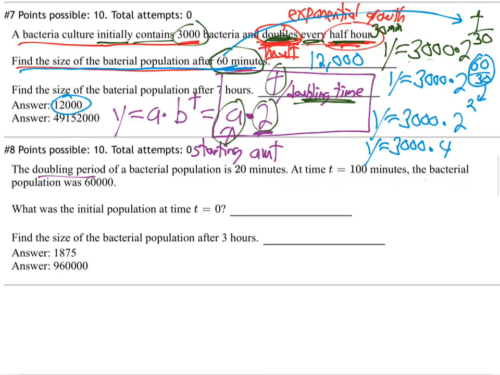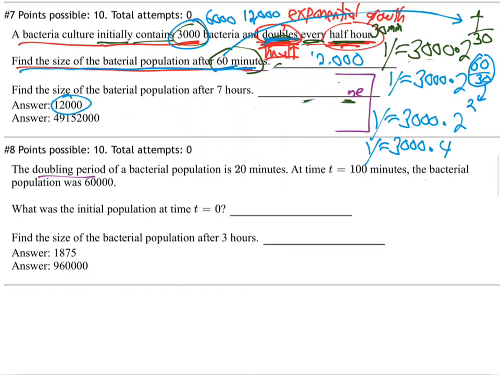That's just half an hour twice. So it's 3,000, a half an hour later it becomes 6,000, because it doubles every half an hour. So half an hour later it becomes 12,000. That's 1 hour later. Of course, we could have done that one without using any fancy formulas. We'll need the formulas in a minute, though. Now let's do part B. Find the size of the population after 7 hours. Okay, so that'll be a little bit harder.